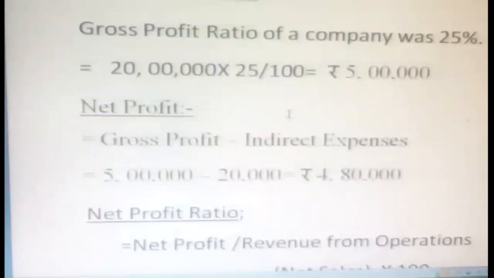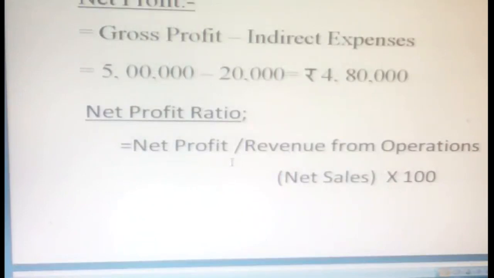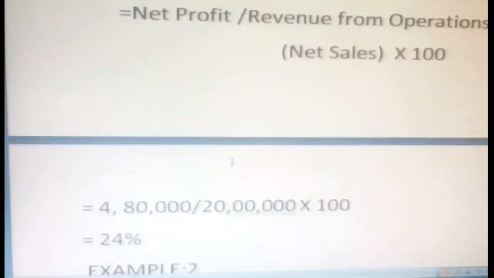Okay. So what is our net profit? Now we want to know our net profit. From gross profit, less the indirect expenses they gave, 20,000. So 5 lakh minus 20,000, you get your net profit 4 lakh 80,000. Now apply the formula: net profit divided by revenue from operations, nothing but net sales, into 100. Once you substitute, 4,80,000 divided by 20 lakhs into 100, we get 25%.